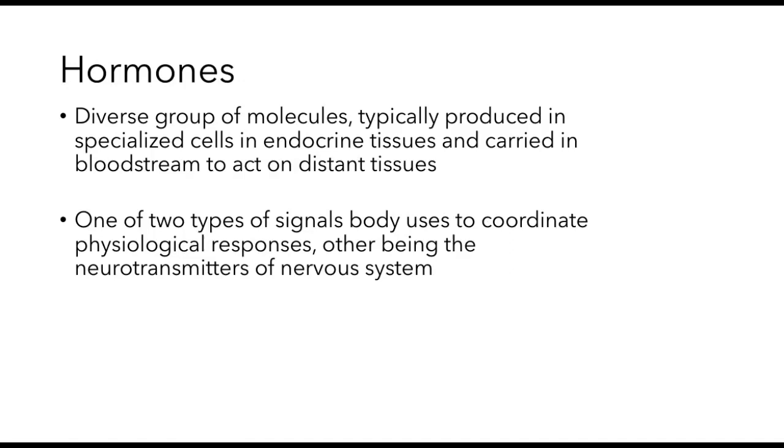They're one of two types of signals that the body uses to coordinate physiological responses, the other one being the neurotransmitters of the nervous system. In general, the nervous system is used for quick and really specific communication between two sets of cells, whereas hormones are best suited for slower acting, widespread coordination of activity.